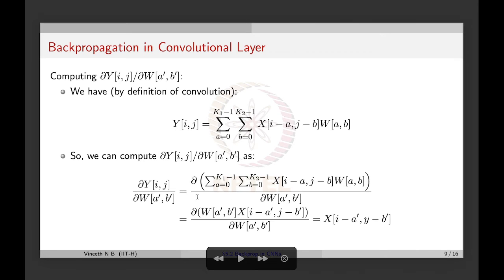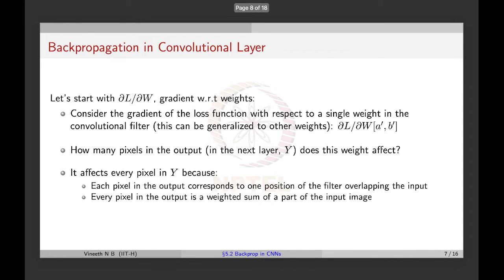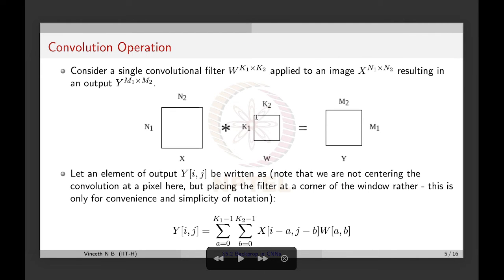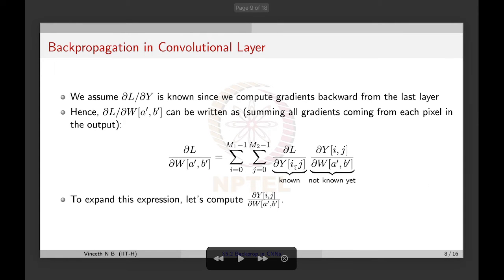So the derivative turns out to be just that value, x of I minus A prime, j minus B prime. If I want to get this value, the corner one, every time I convolve it with this input, at each location only my topmost corner is what I am multiplying it with, and that will correspond to x of I minus A prime and j minus B prime. So that is what this means.